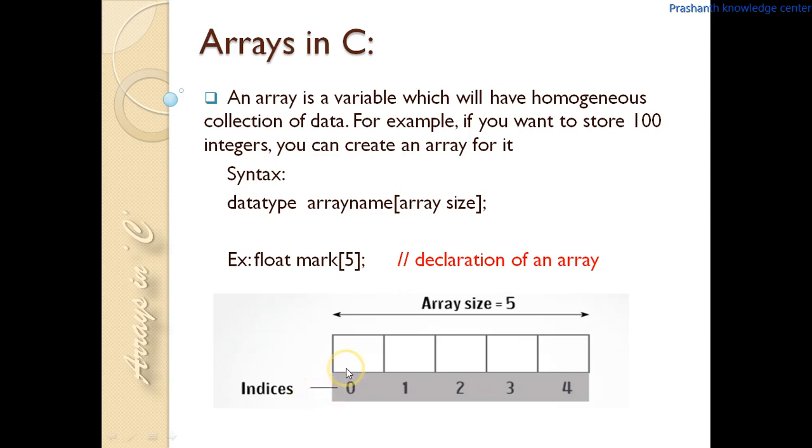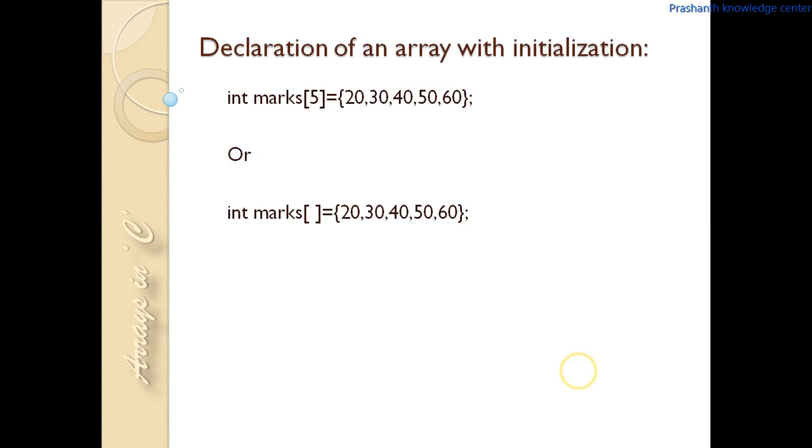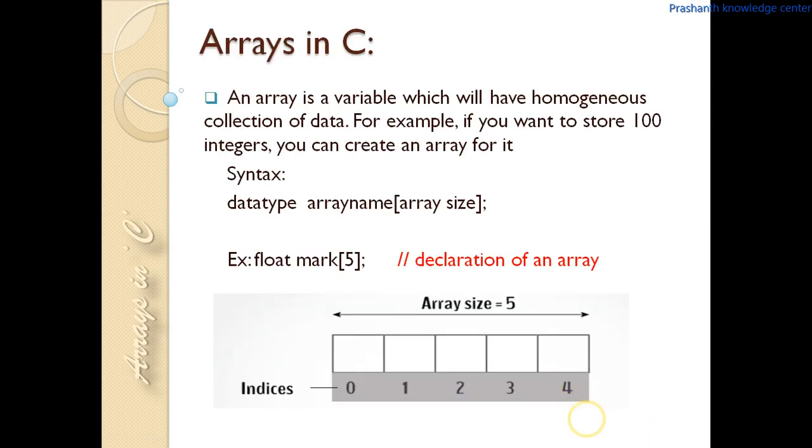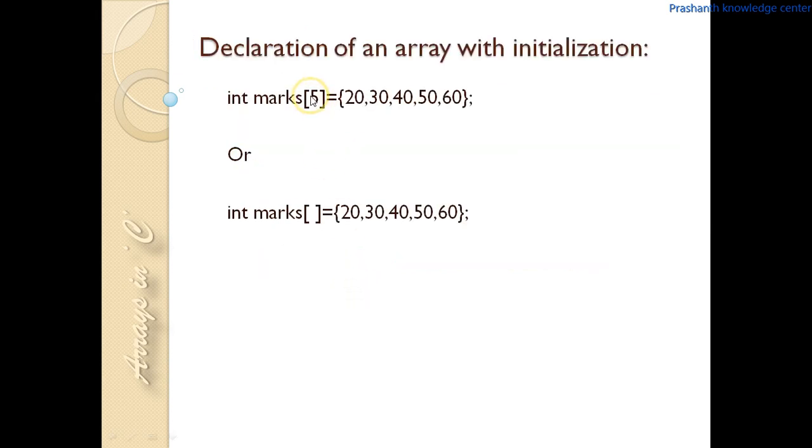These are called the indices. Marks 0 is the first index, marks 1 is the second index. Like that the memory will be allotted and it keeps on storing from the smallest memory index onwards. And next, declaration of an array with initialization. We can declare the array like this, and initialization can be done later, or else we can declare the array and initialize at the same time like this.